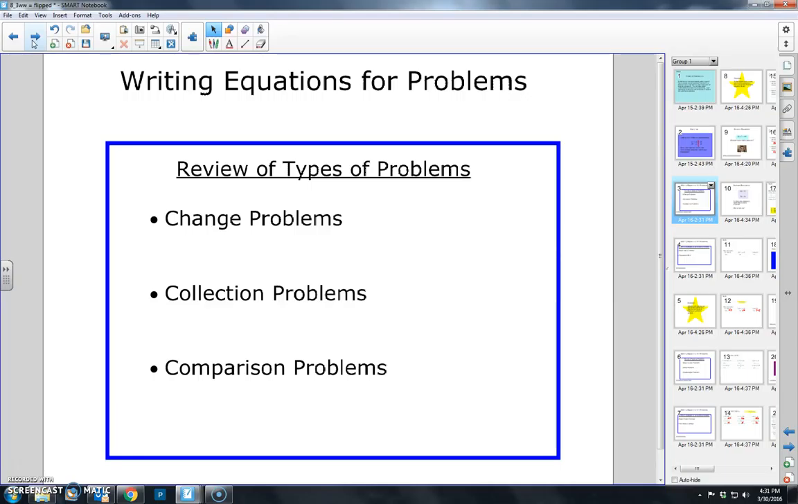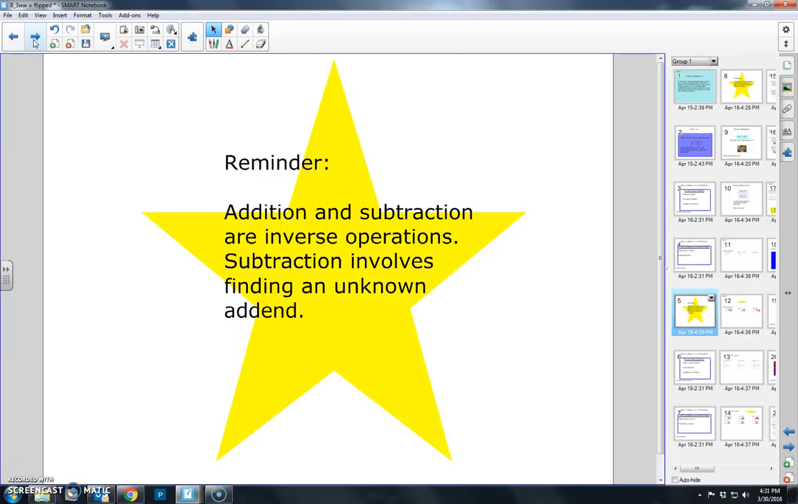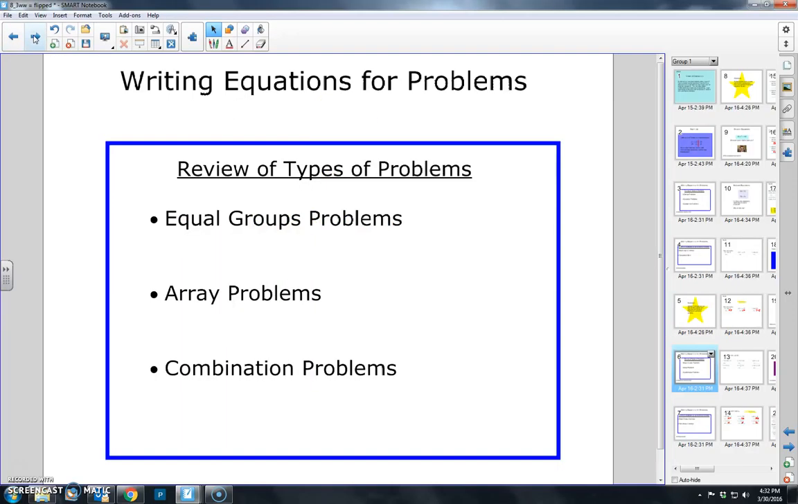Think about all the word problems you've had over the course of your young lifetime. We have change problems, collection problems, comparisons, break apart drawings, and comparison bars. And addition and subtraction are inverse operations. That means if you have 1 plus 2 equals 3, you can take 3 minus 2 equals 1. You just flip it around, and that's what inverse means.